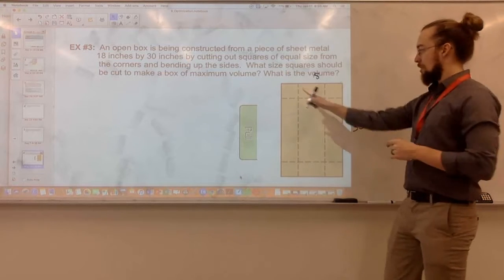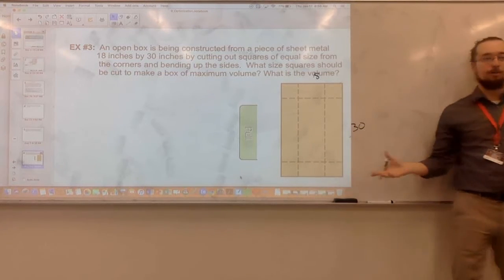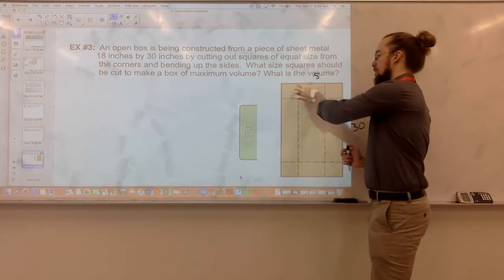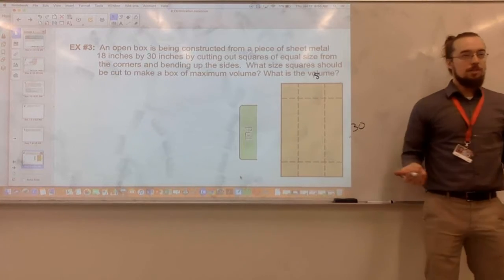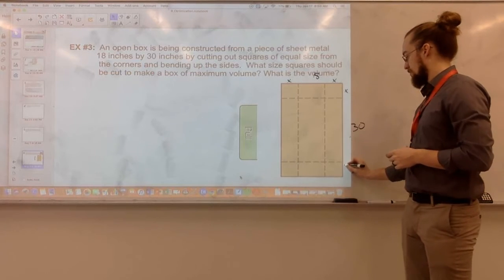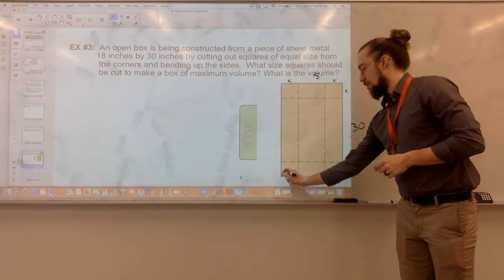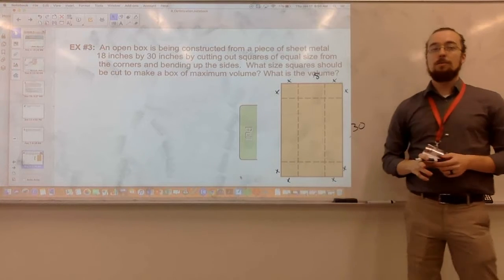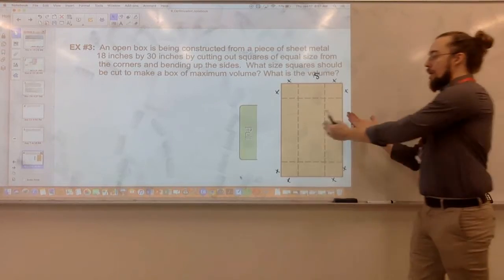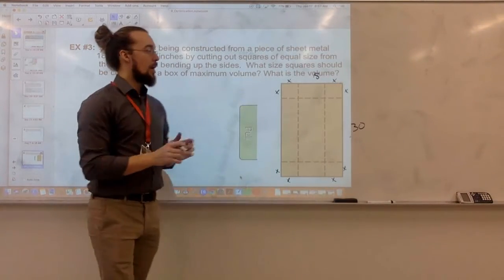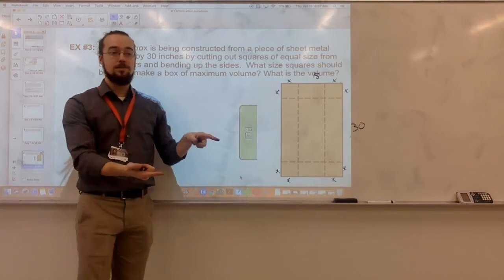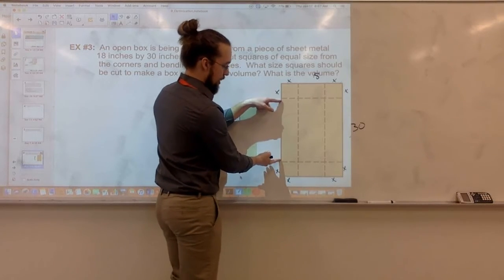So what I know is that this piece of sheet metal is 18 by 30, right? I don't know how big to cut out these squares. Let's call that measurement x, right? So everywhere, this is going to be the same. It might be a good idea to draw this. If I think about cutting out these boxes and folding this up, this will be the new length of one side of my box. How can I express this length here?